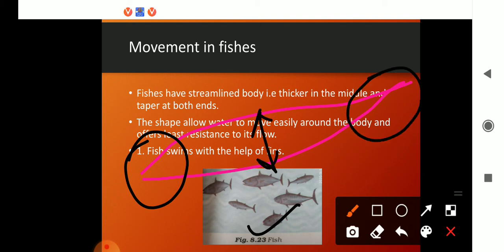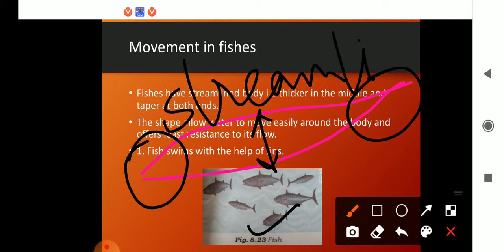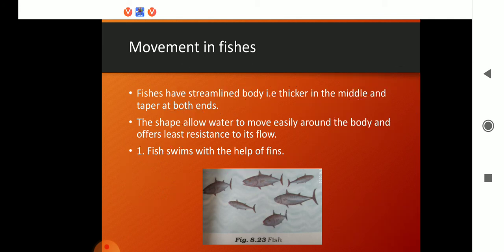This type of body which is tapering at the ends and thick at the middle is called a streamlined body. What body is called? Streamlined bodies. Okay? This type of body helps in swimming. The shape allows water to move easily around the body and offers least resistance to its flow. Right? And fish swim with the help of fins.